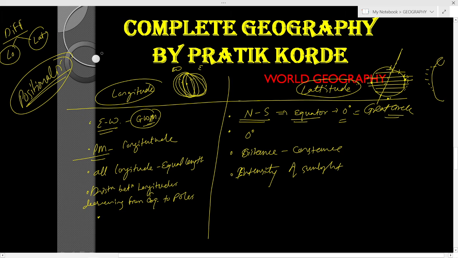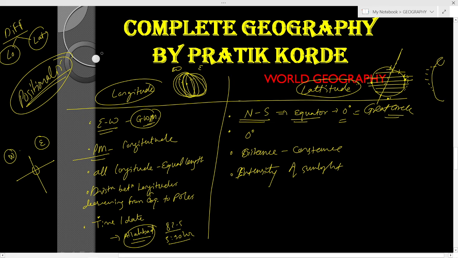Now, longitude is important to determine time and date. For example, in India, Allahabad is at 82.5 degrees, that is 5 hours 30 minutes ahead of Greenwich. If this is Earth, this is east, this is west. If you go from west to east, you add a day.